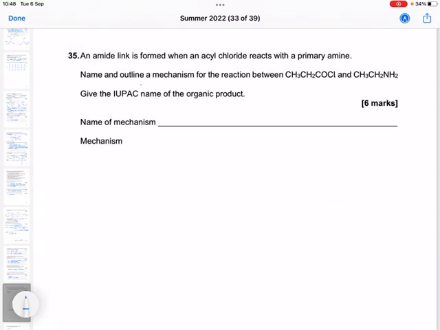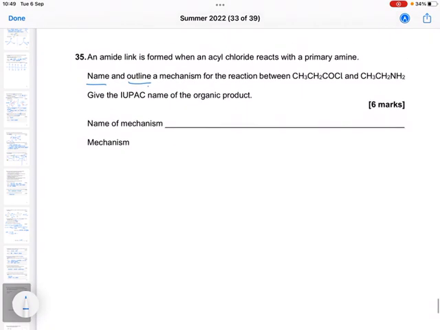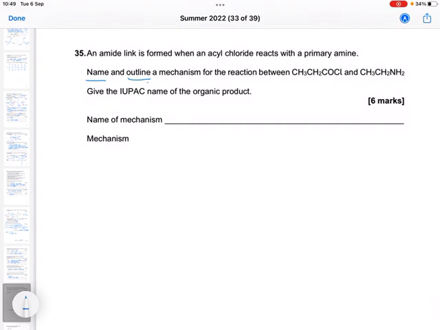An amide link is formed when an acyl chloride reacts with a primary amine. Name and outline a mechanism for the reaction between those two there, and give the IUPAC name of the organic product. So yeah, it's got a reminder down there for the name. I'm going to start with the mechanism, and then I'll do the name of the mechanism.